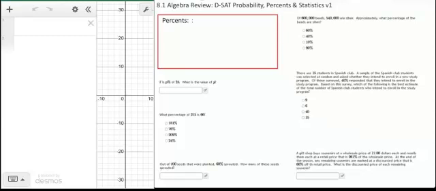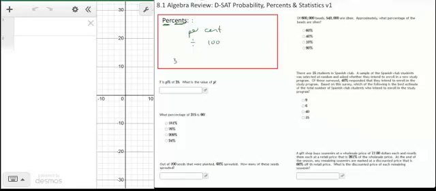First concept has to do with percents and probability, and these are basically the same thing. They're pretty closely related. Okay, percent, just think about what the word percent represents. Per is a word that represents divide by, and cent is the prefix for 100.